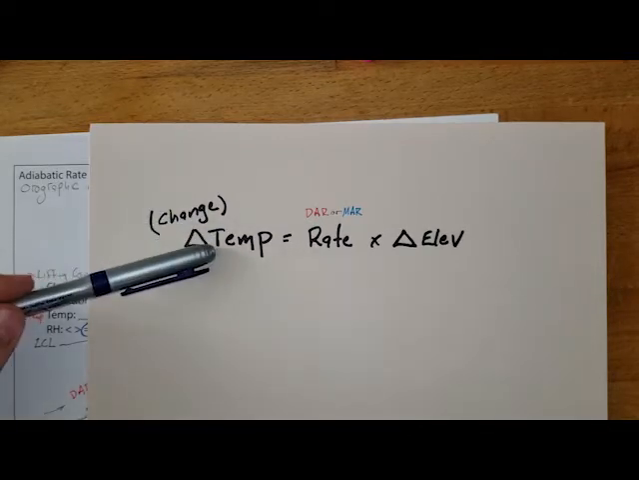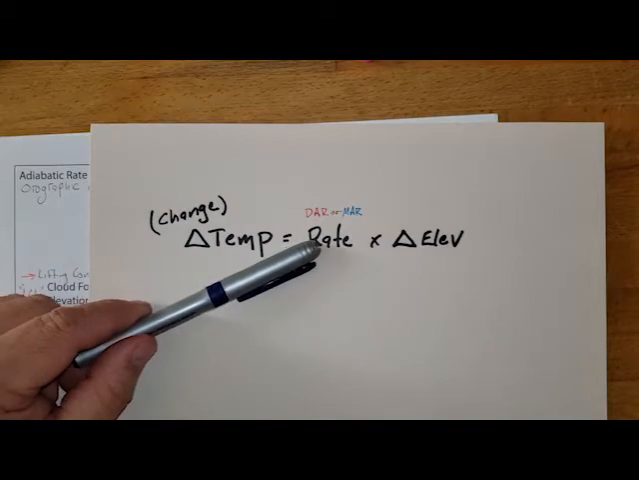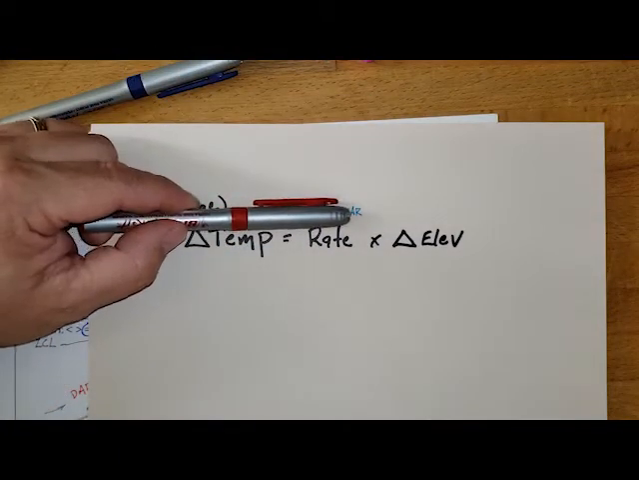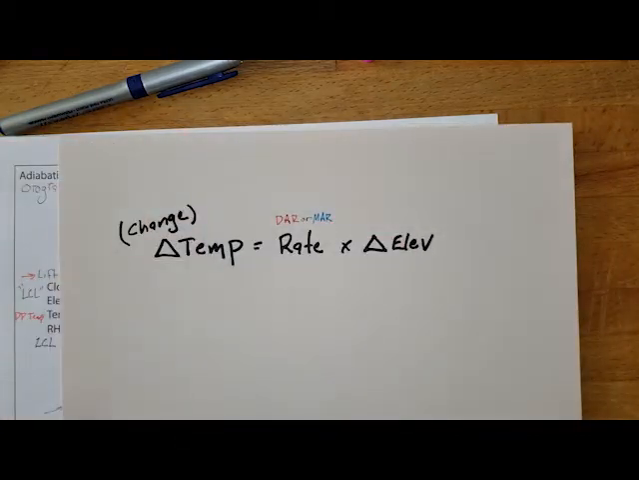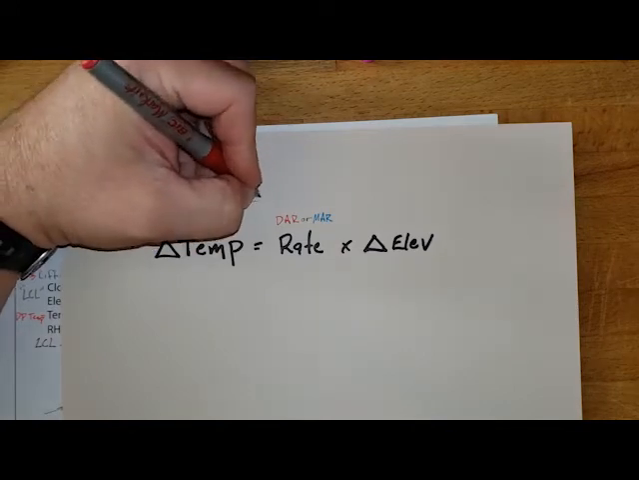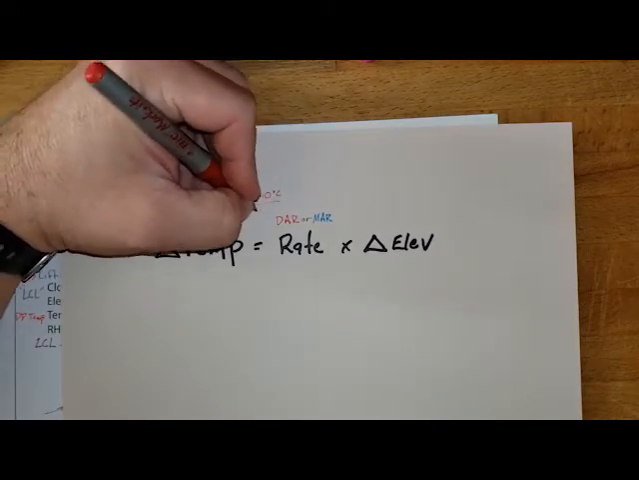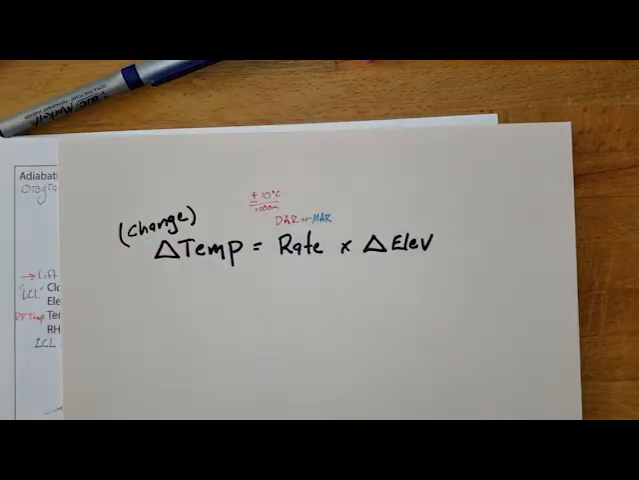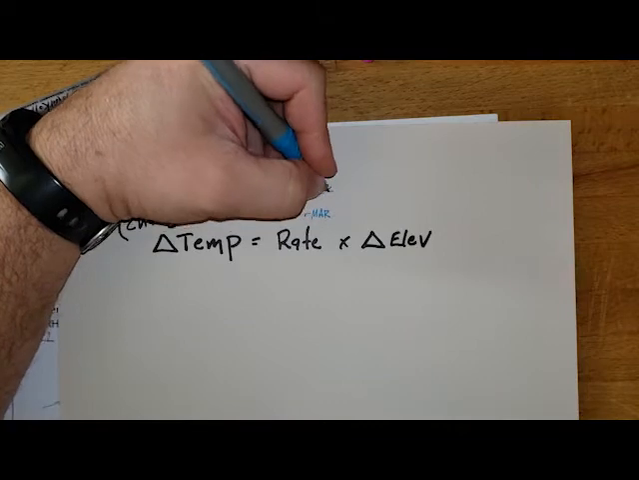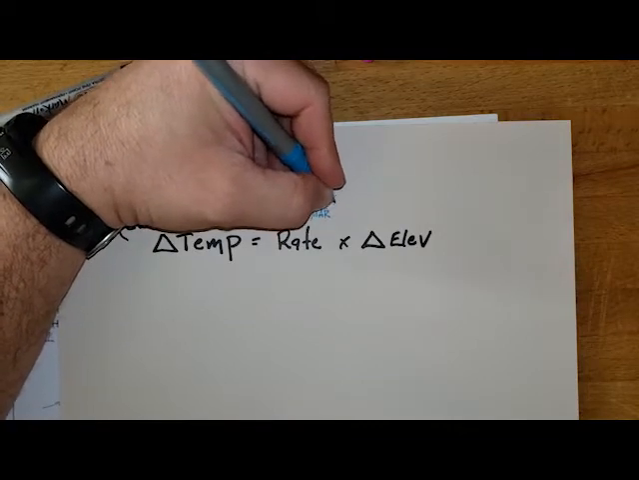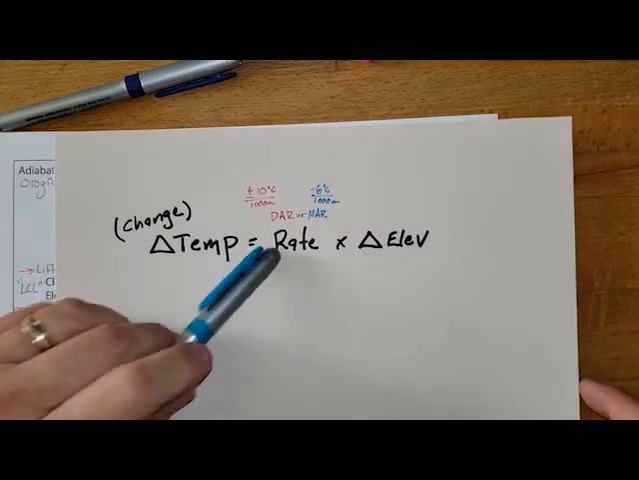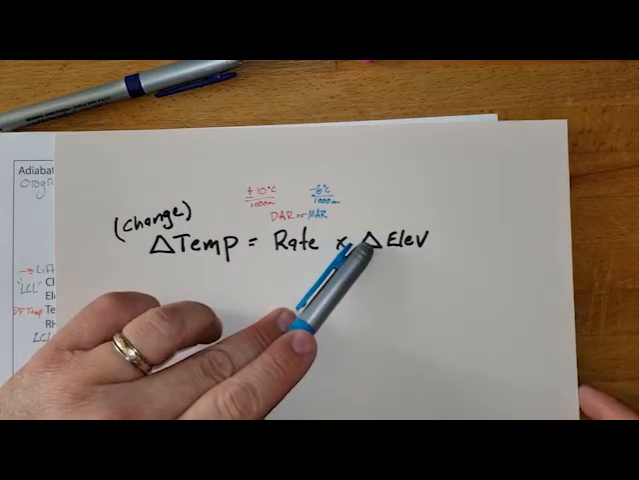It means change. So the change in temperature is equal to the rate, and this time it's asking for, is it the dry adiabatic rate or the moist adiabatic rate, times my change in elevation. So that dry adiabatic rate, we remember that it's plus or minus 10 degrees Celsius for every 1,000 meters. My moist adiabatic rate is negative 6 degrees Celsius per 1,000 meters. And now I need to figure out my change in temp. Good. So my change in elevation, I can get that figured out.